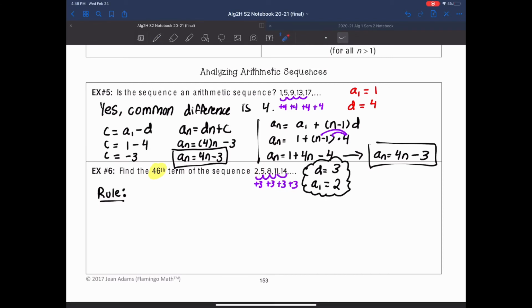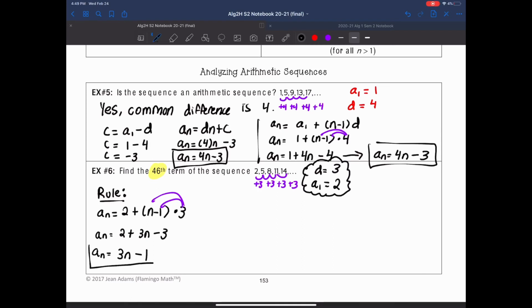So let's go ahead and use this formula right here. We have a sub n equals a sub 1 plus n minus 1 times d. Let's plug some stuff in. So I'm going to have a sub n is equal to, instead of a sub 1, I put 2 plus n minus 1 times the common difference 3. Now let's simplify it. All I have to do is distribute this 3 to both terms inside the parentheses, and I get a sub n is equal to 2 plus 3 times n, and then 3 times negative 1 is negative 3. All I have to do from this point forward is combine like terms. So a sub n, the rule of the arithmetic sequence, is 3n, and then 2 minus 3 gives us negative 1. So this is the rule I'm going to use.